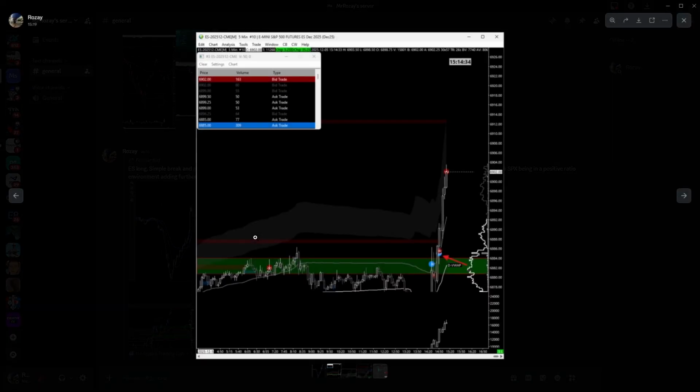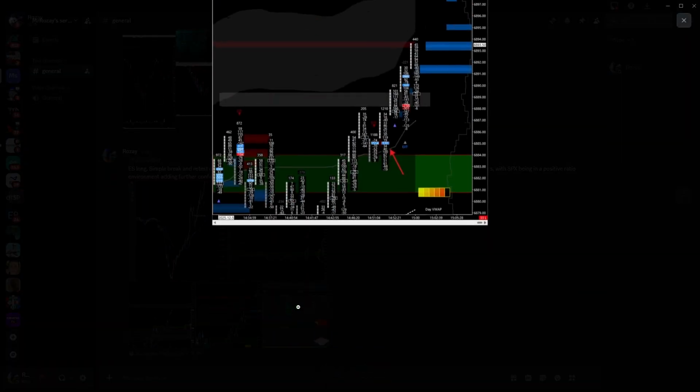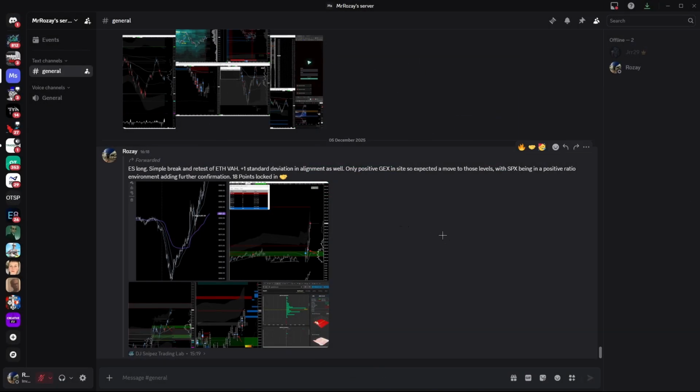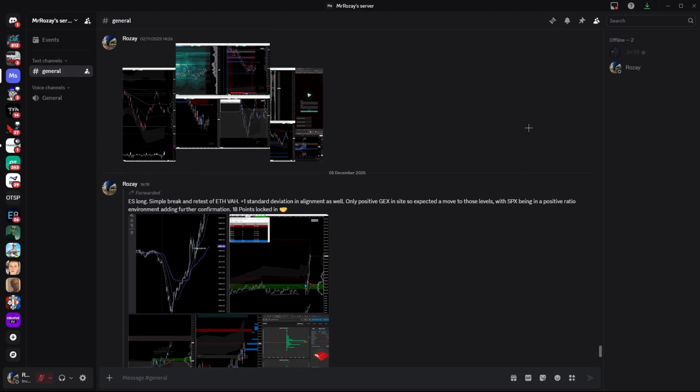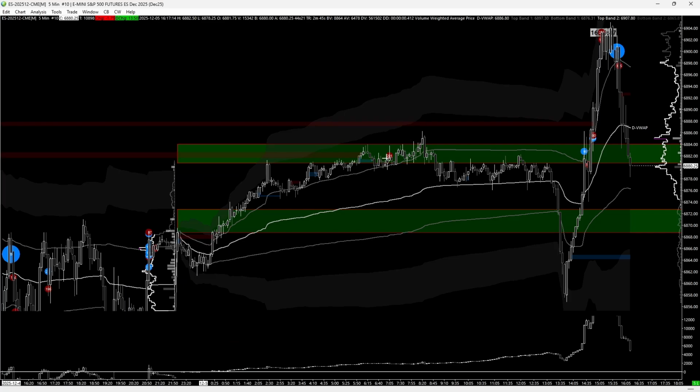And here I've screenshot some of the confluences that I'm going to go through on the charts with you guys right now in this video, and also speak a little bit about gamma exposure and how you can use it in your trading as well. So let's start off with this chart.